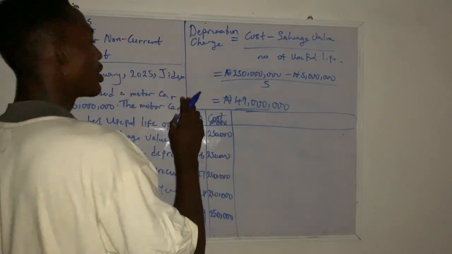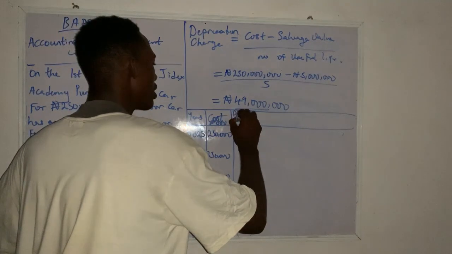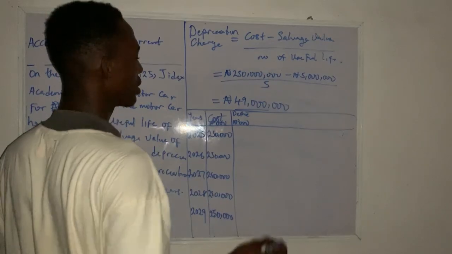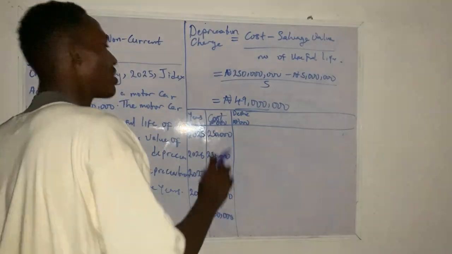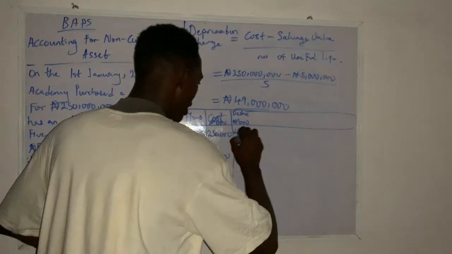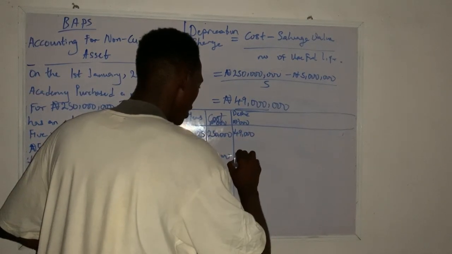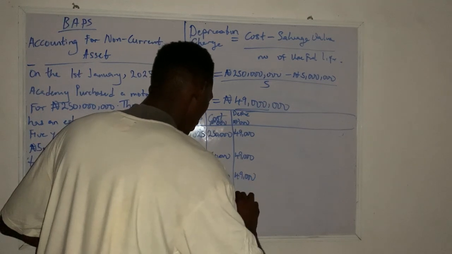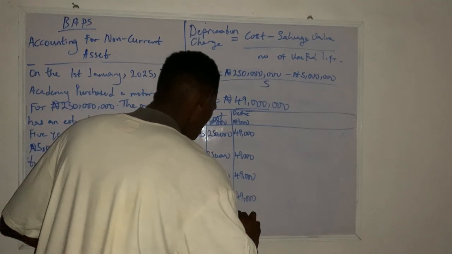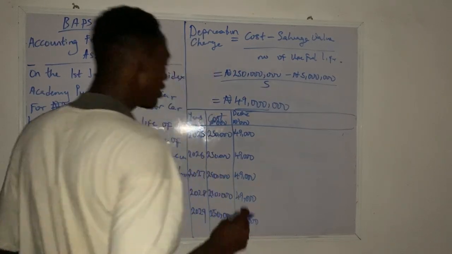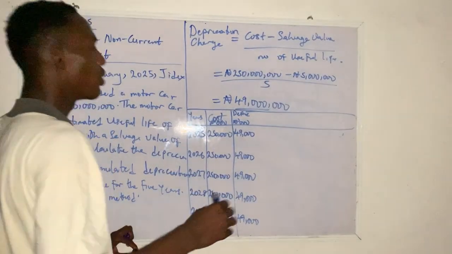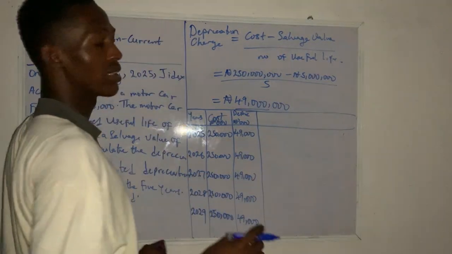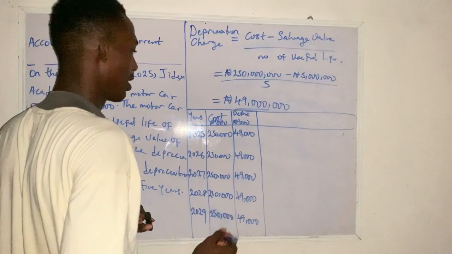Now, because this is a straight line method, our depreciation charge is going to be 49 million for the rest. So this will be 49,000 for each year. Now, why am I doing it this way? It is to help you to be more efficient, accurate, and fast when you are solving it in your exam.